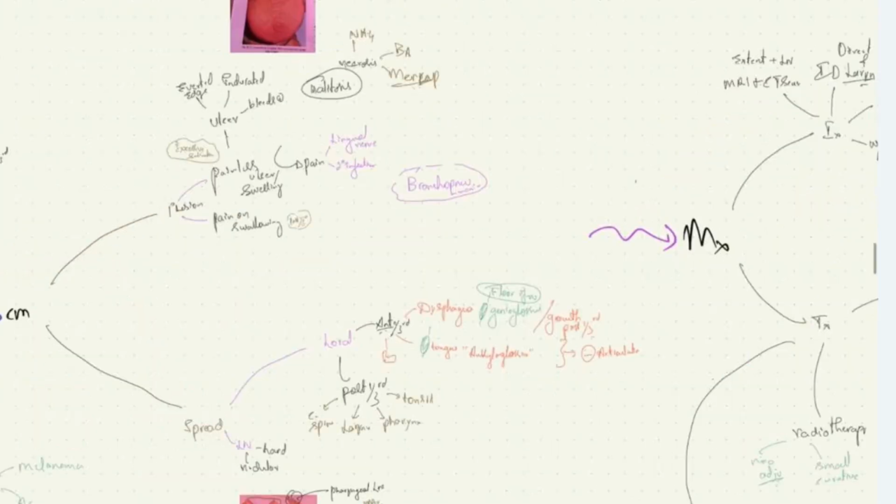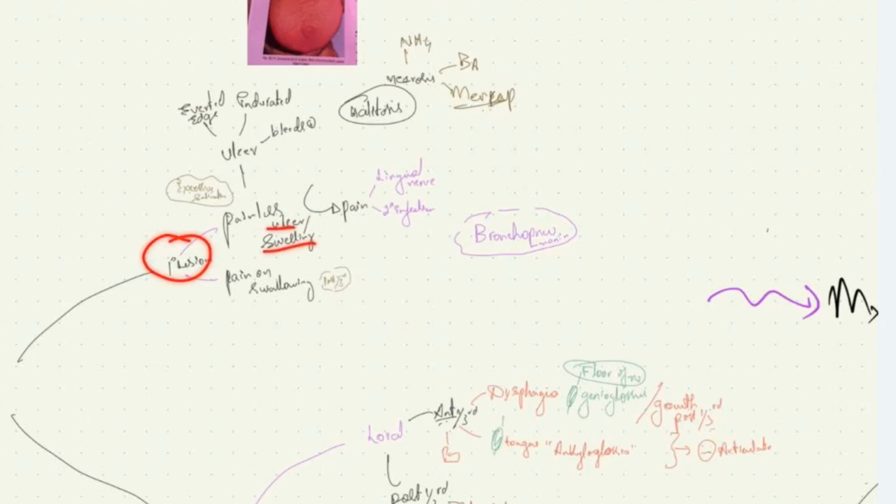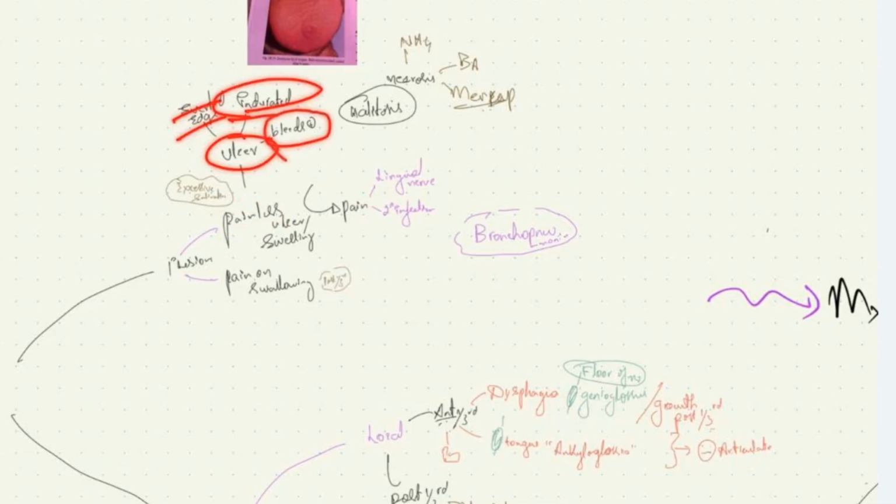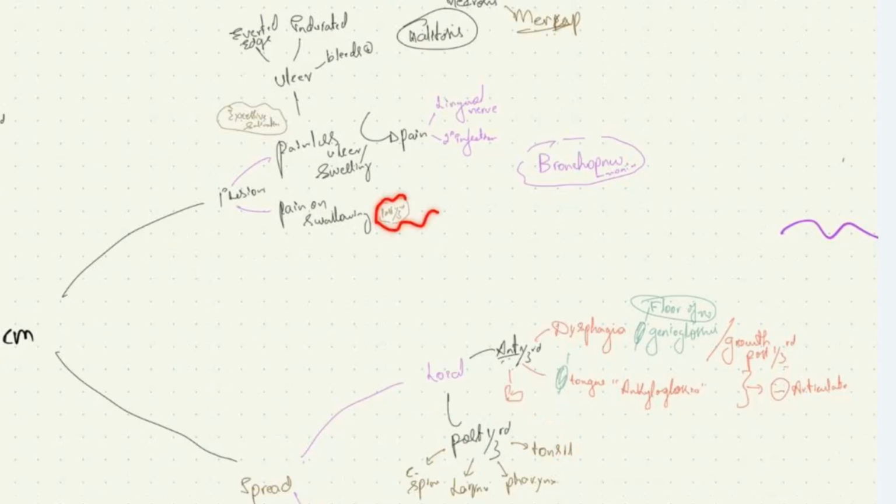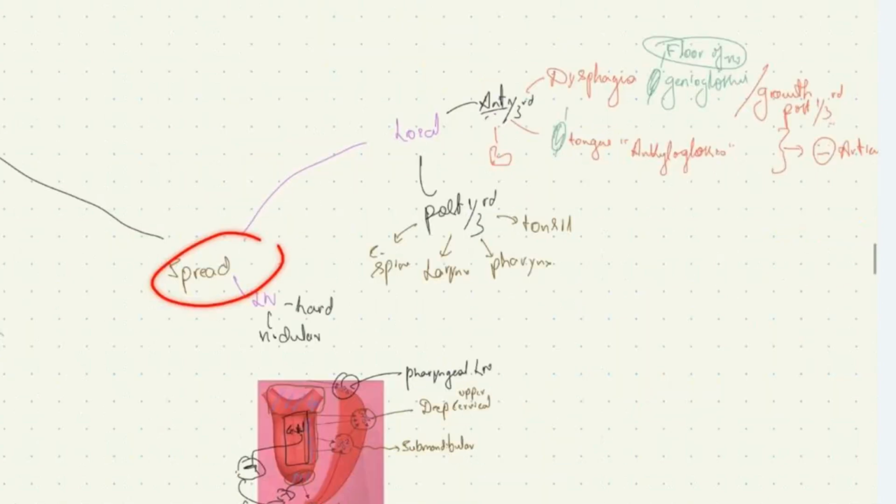Then we saw the primary lesion, which can be an ulcer or swelling. It is usually painless. If it is painful, it indicates involvement of the lingual nerve and secondary infection. The ulcer has an everted edge, the base is indurated, and it bleeds on touch. We have excessive salivation in these patients due to this ulcer and swelling. If we see halitosis, it's due to necrosis of the lesion, which releases ammonia, butyric acid, and mercaptan. Also, if the tumor involves the posterior 1/3 of the tongue, the patient may complain of pain on swallowing, odynophagia.